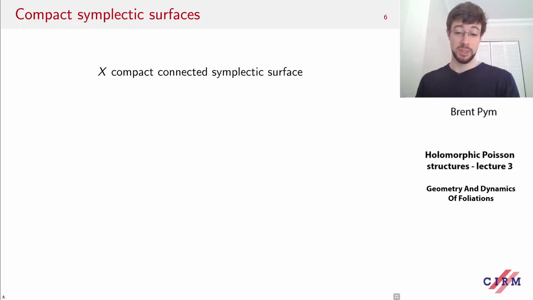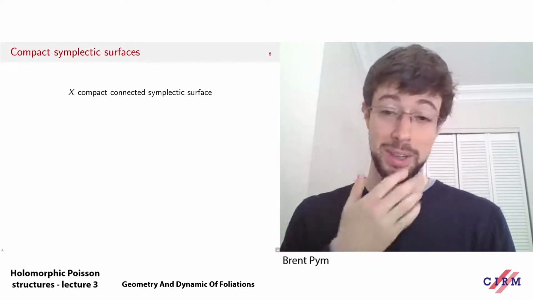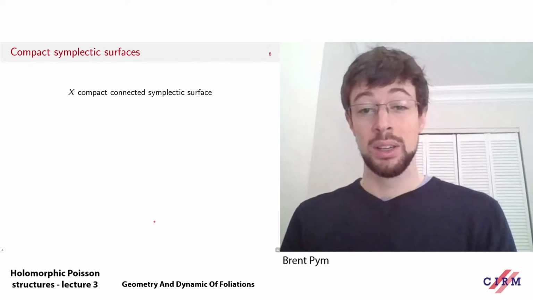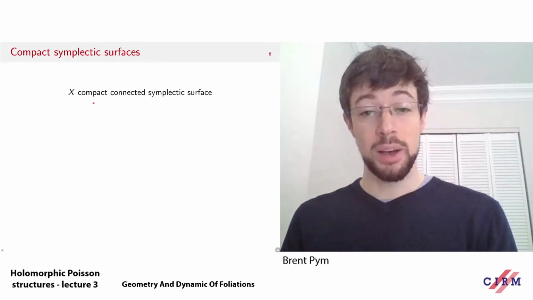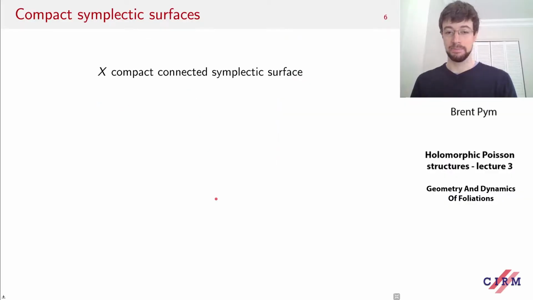So let's start even with the simplest case of a holomorphic symplectic manifold which is bigger than a point. That would be the case of a surface. So now we have X being a compact symplectic surface, and let me furthermore assume it's connected. What can these things look like?